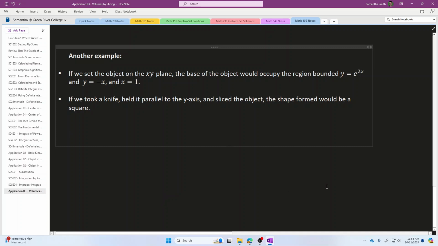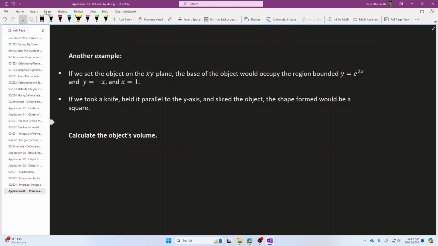It's the region that is bounded between the following three curves: this exponential curve, this linear curve, and this straight vertical line, x equals 1. So this is describing the object's base. Here we have some information about the slices. If I sliced the object parallel to the y-axis, then the shape formed by those slices would be, in this case, squares. So let's see if we can calculate the object's volume from this information.